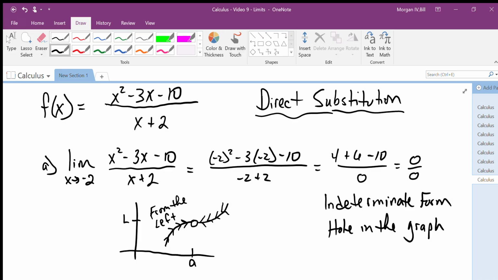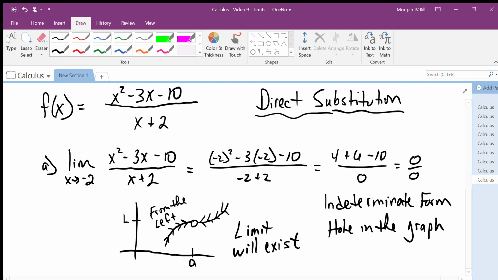Okay, so we've determined that our limit here is indeterminate. There's more than likely a hole in the graph. The limit now will probably exist, meaning we'll be able to get an answer. So what is that limit?